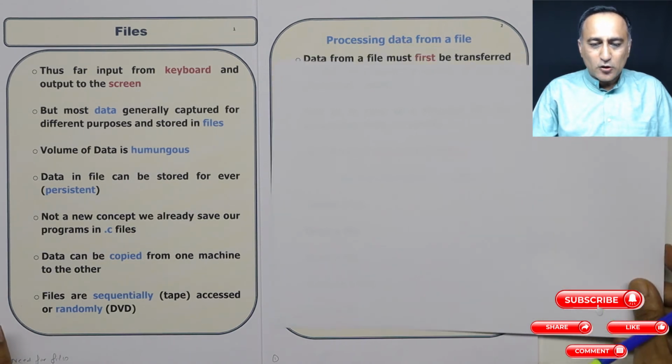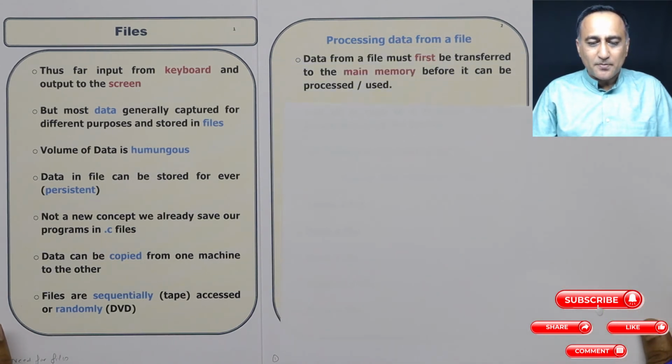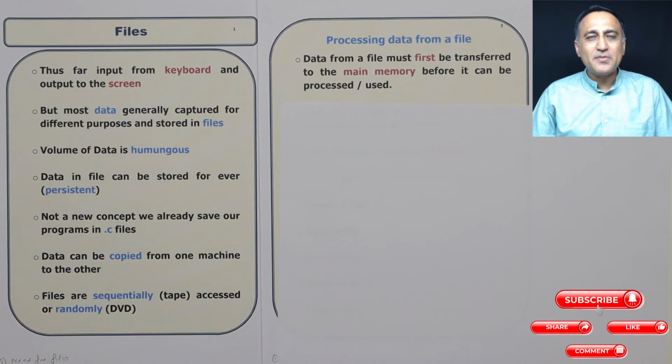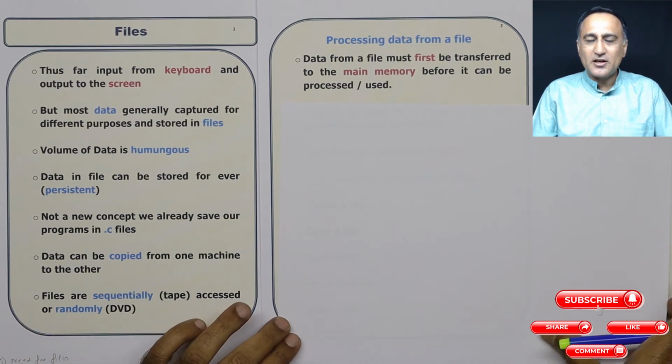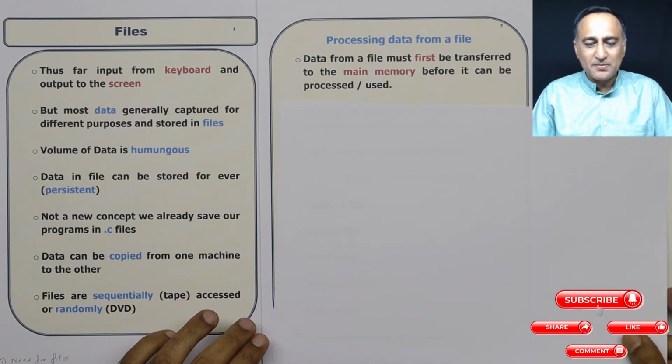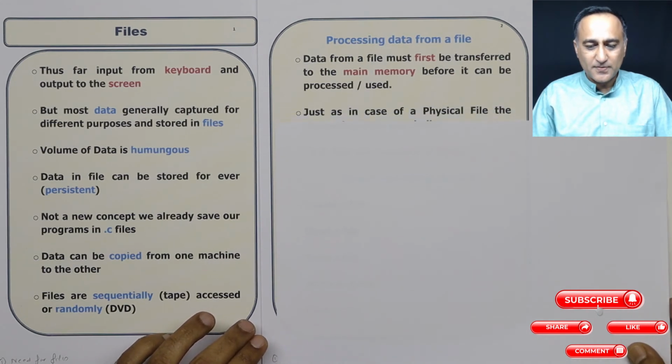Now, in order to understand processing of data from a file, you must first understand that the data in a file which exists on your hard disk must be opened and loaded into your main memory. All the processing by your CPU happens only if the data is in main memory. It can't process data directly from the hard disk. So that is the first step. Data always must come into the main memory before it can be used, processed, or reused.